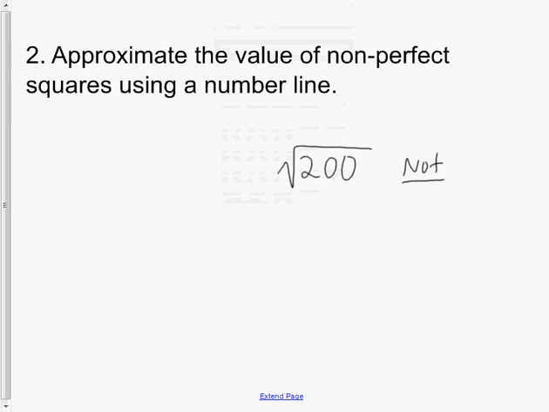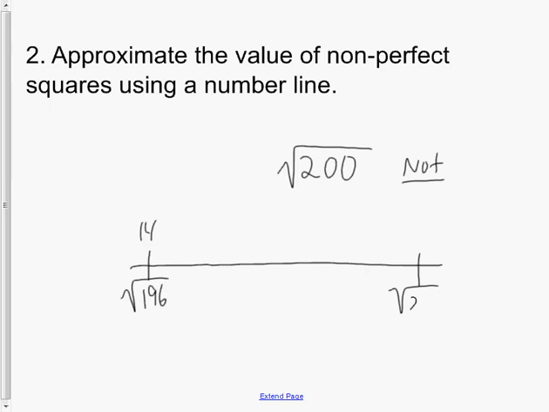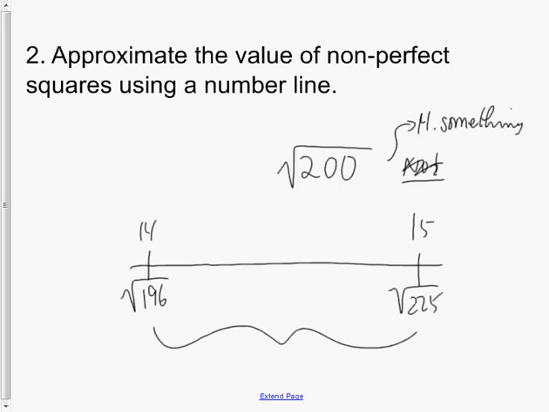But your expectation is that you should be able to approximate the square root of 200 using what's called a number line. You have to know a few of your perfect squares up to 400. The square root of 196 is 14, and the square root of 225 is 15. So right off the bat, because I've made this number line, the square root of 200 is going to fit somewhere between 14 and 15. So I know for sure that the square root of 200 is going to be 14 decimal something. I'm just not 100% sure what.